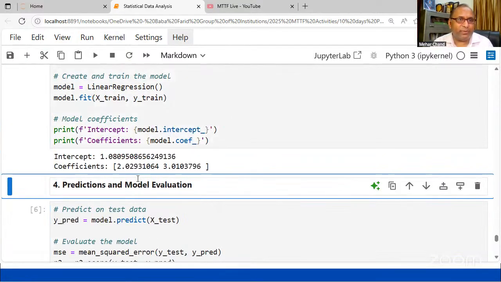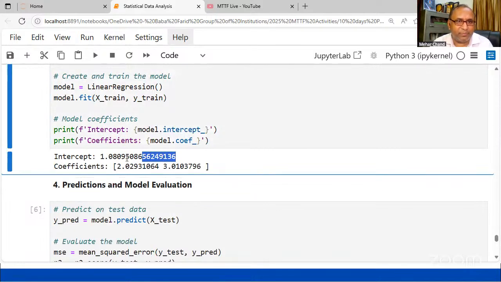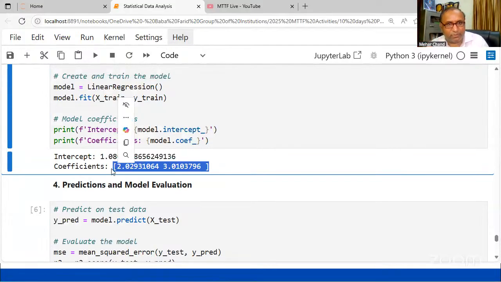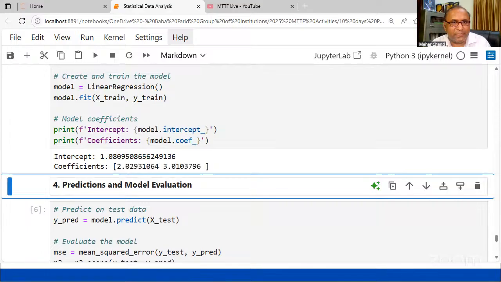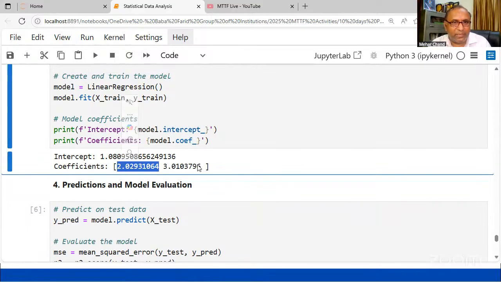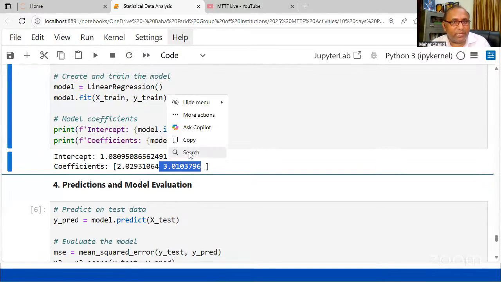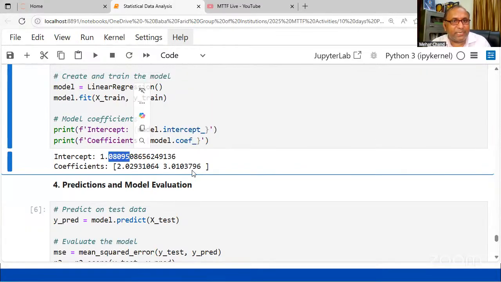Yes. So here you can see this is the intercept value, and these are the coefficients. We have two variables, one is x1 and the other is x2. So the coefficient of x1 is this value, that of x2 is this value, and this is the y-intercept. These are the coefficients which you can see. So this is the value of beta 0, this is beta 1, this is beta 2. Now then after, we do prediction and model evaluation.